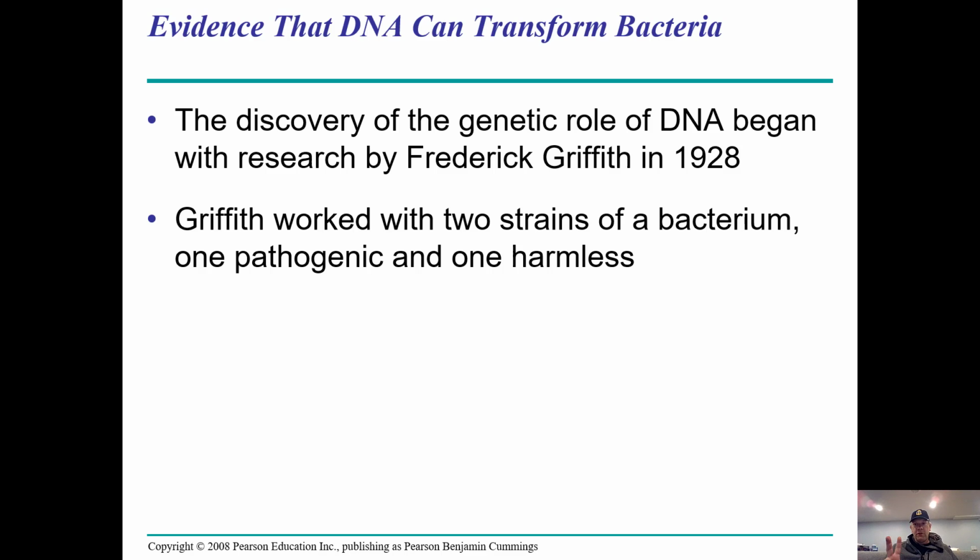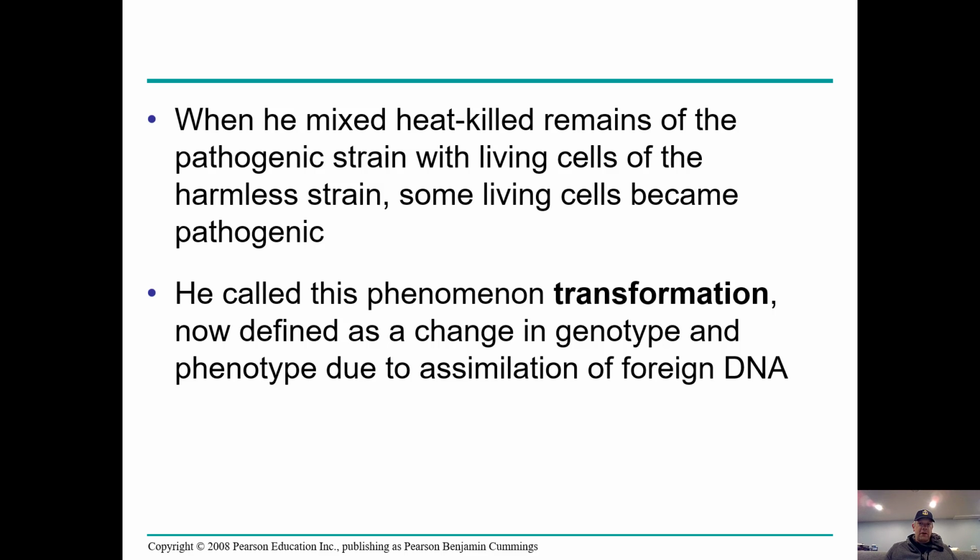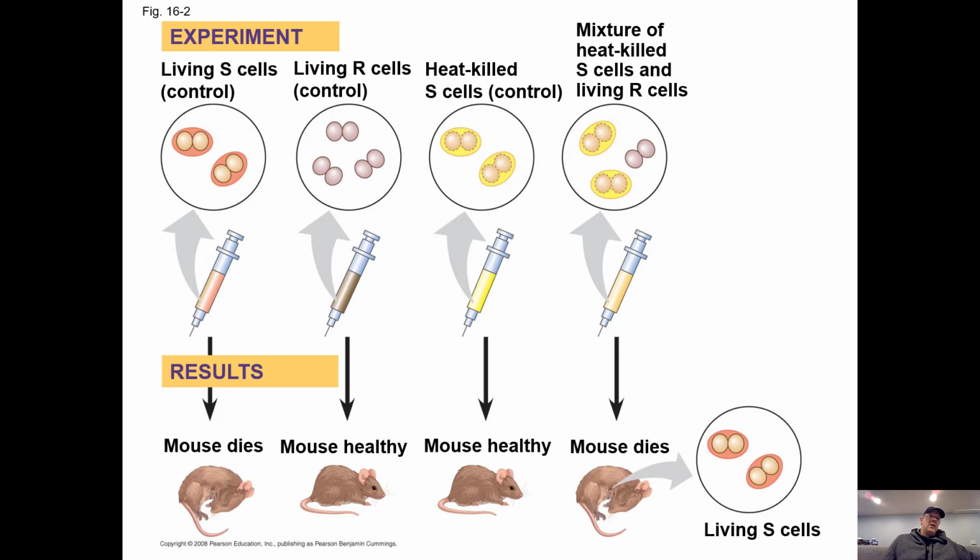So he was working with two strains. One was pathogenic, pathos meaning disease, genic meaning causing. The other was not pathogenic. Same bacteria species, but one had a capsule, i.e. the pathogenic one. One didn't have a capsule, the harmless one. The pathogenic one we call the S strain because it has a capsule on the outside. And the not so nasty one was the R strain because it didn't have a capsule.